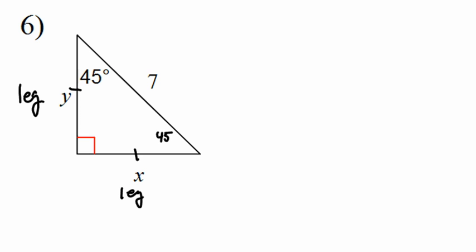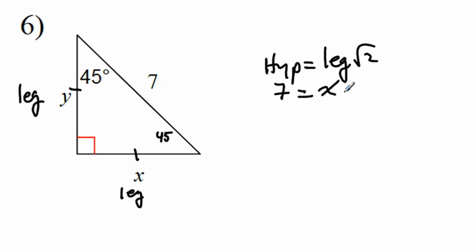So the only formula that I have is that the hypotenuse equals the leg times root 2. Now when you look at this, we know that the hypotenuse is 7, the leg is x, and this is root 2. Now we talked about this. The easiest way to do this is multiply by 1 over root 2 and then multiply by 1 over root 2. So these cancel, so you're left with x.